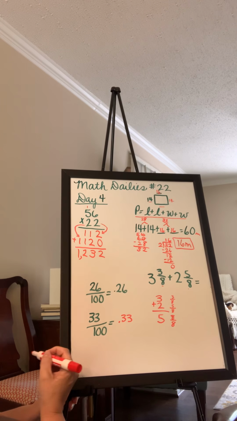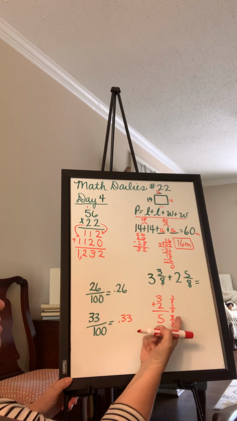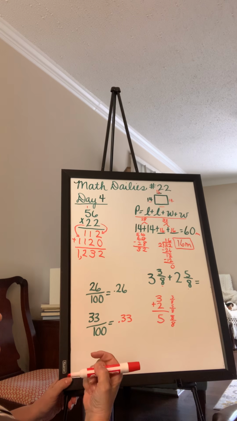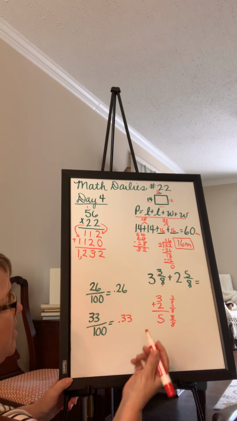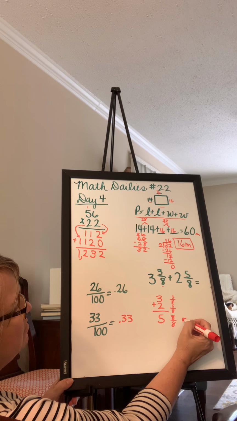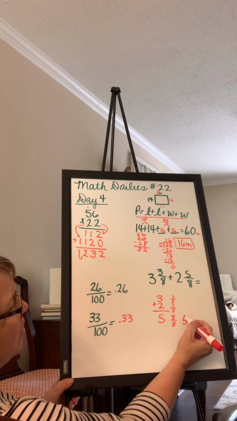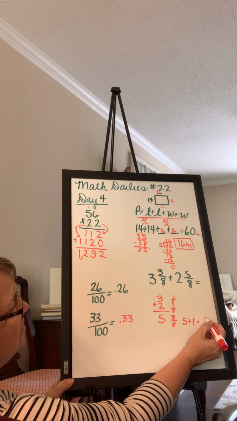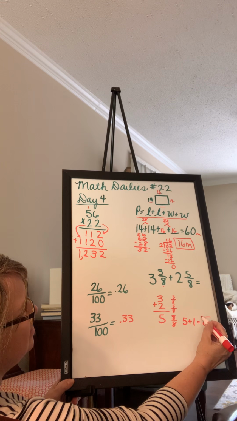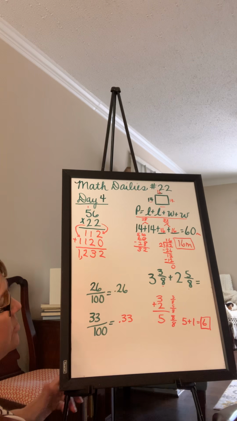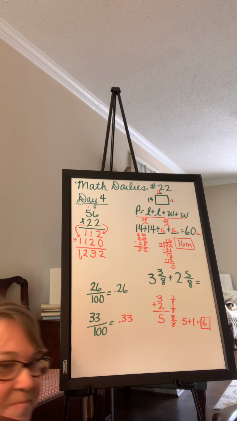Now we could say that's our answer, but we know that if we have 8 eighths, it's the same as 1 whole, right? So it would actually be 5 whole parts plus 1 whole part equals 6. So our answer is 6.